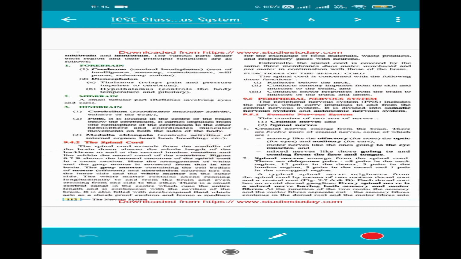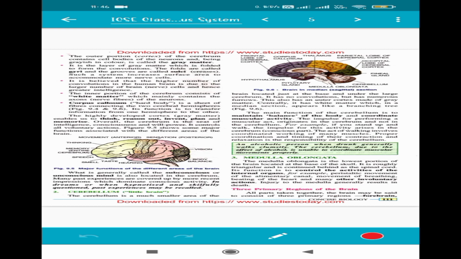What happens in case of the spinal cord? In case of the brain, we studied that the outer portion is composed of the cell bodies of the neurons, and hence it is known as gray matter. And the inner region of the brain is called white matter because it contains the axons. But in case of the spinal cord, it is just the opposite. The outer part will be called the white matter and the inner part will be known as the gray matter.